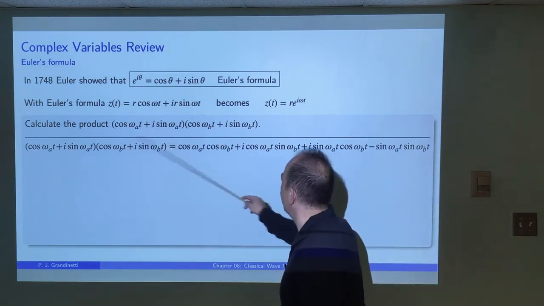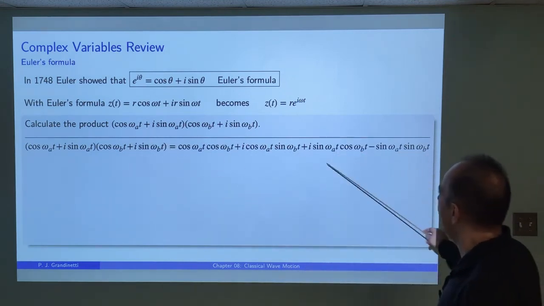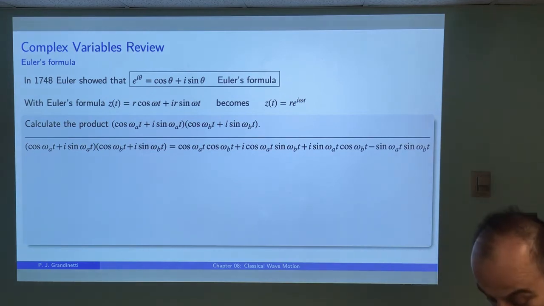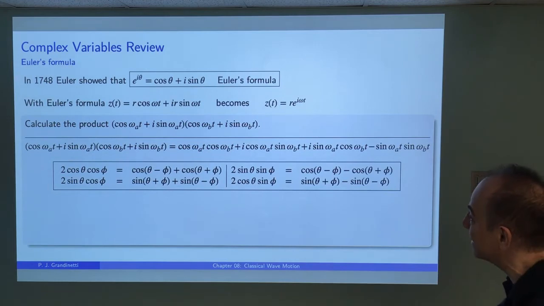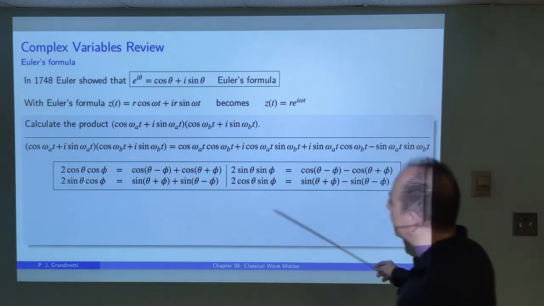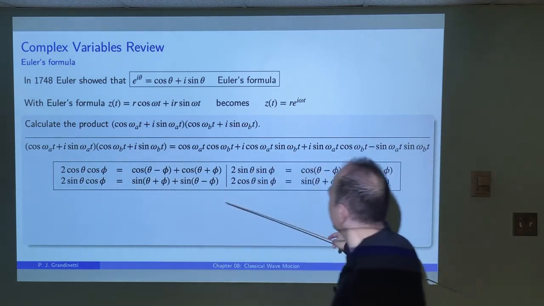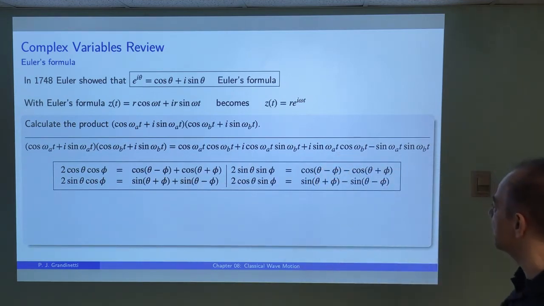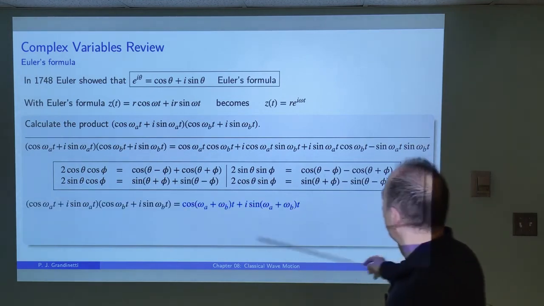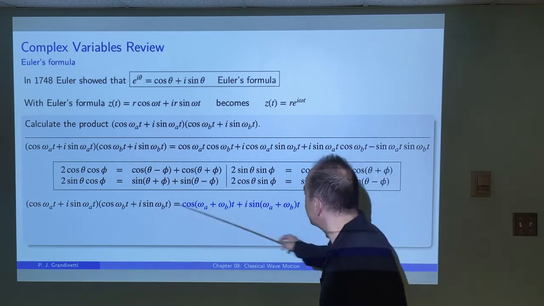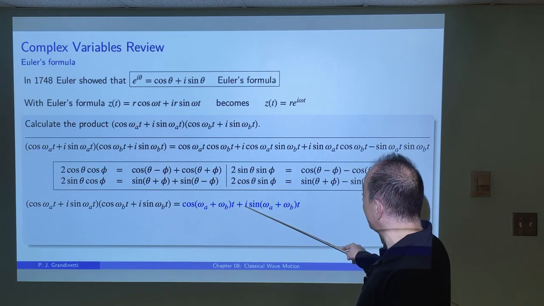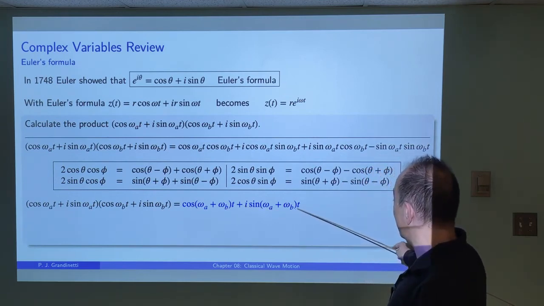Well, you would just distribute it and multiply this out, and you end up with four terms like this. And you think, oh gosh, that's a lot of work, because I'm going to have to look up my trig tables and find the definitions for how these products can be combined into sums and differences of cosines and sines with different arguments. Then you would do all this substitution, and you would finally simplify it back down to cosine of omega_a plus omega_b times t, plus i sine of omega_a plus omega_b times t.